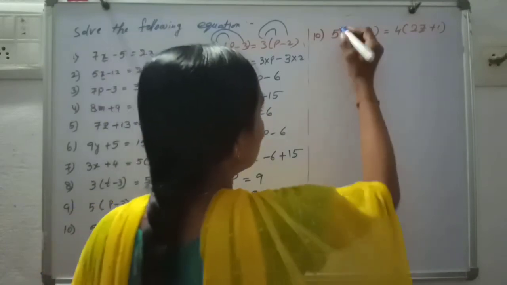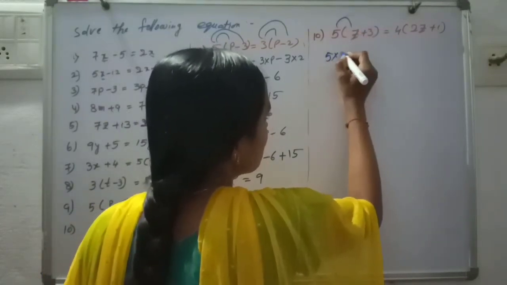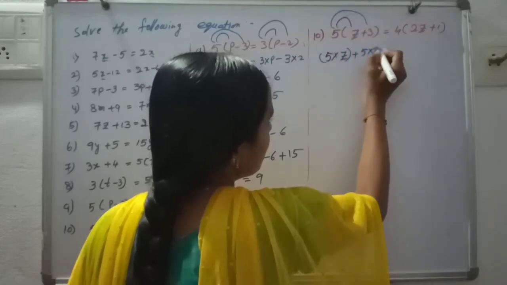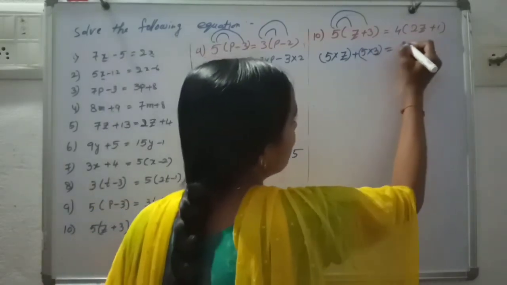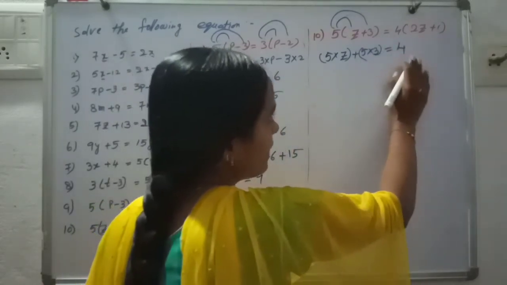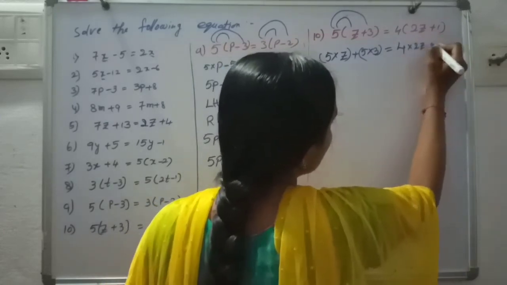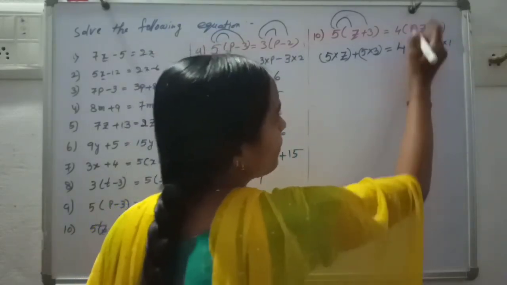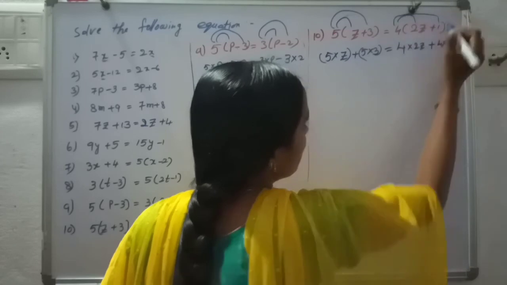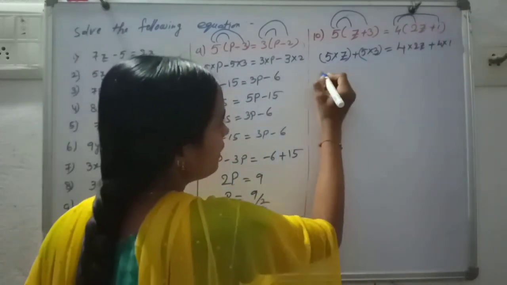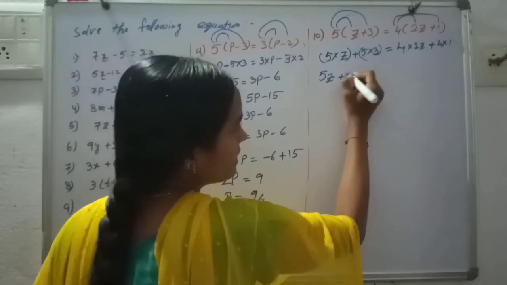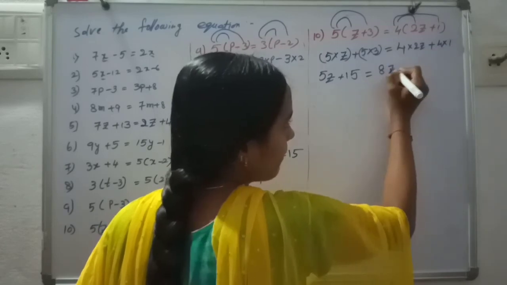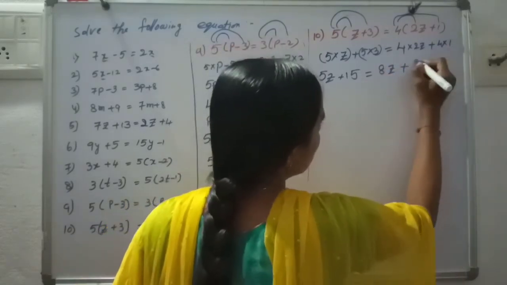Now the first step: 5 into z plus 5 into 3. The LHS is completed. Now the RHS: 4 into 2z plus 4 into 1. The RHS side is completed. Next step: 5 into z is 5z plus 5 times 3 is 15, 4 times 2 is 8 with z, I am writing z, after that 4 times 1 is 4.